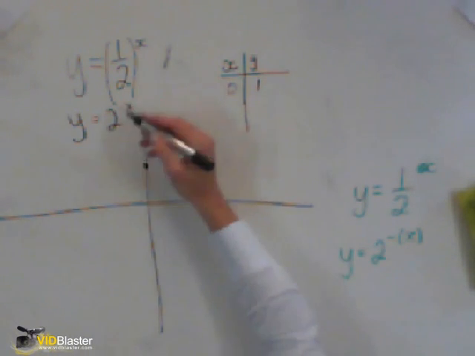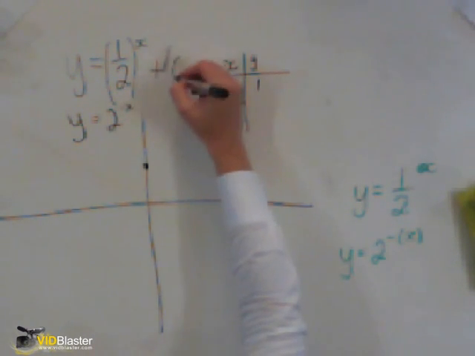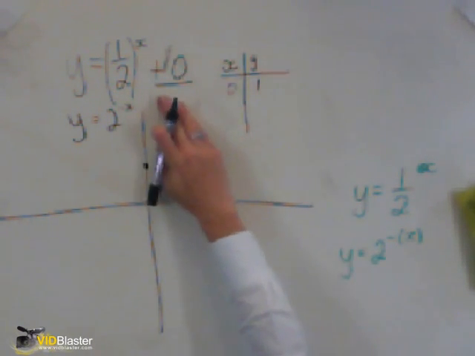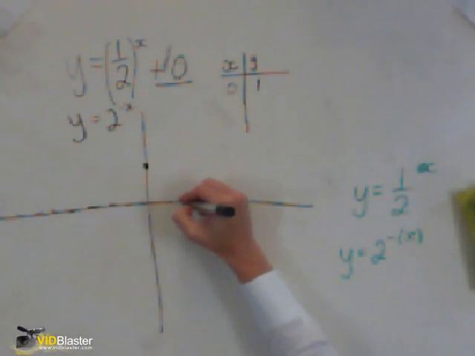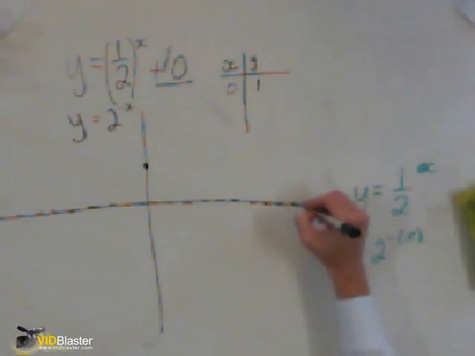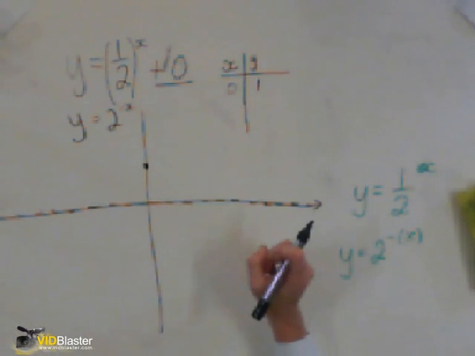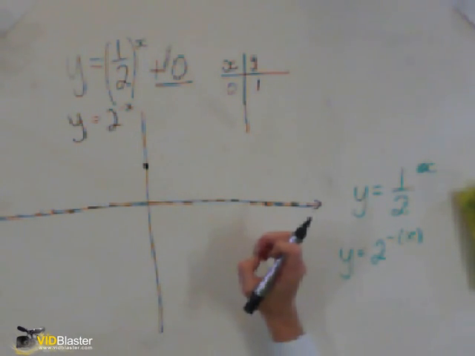And we also know that because there's no vertical shift, basically if there's no q value, it's plus 0. We're going to have an asymptote on y equals 0, which is the x-axis. That's grade 10 knowledge.